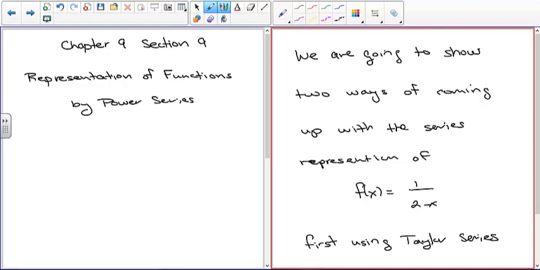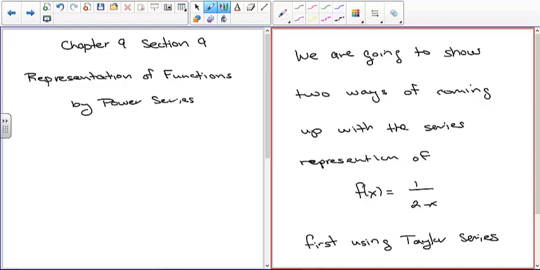So what we're going to do here is show two ways to come up with a series representation of this particular function, 1 over 2 minus x. And section 10 actually would use a Taylor series. We've already talked about Taylor series and Taylor polynomials, so I think this is the one that we're most familiar with.